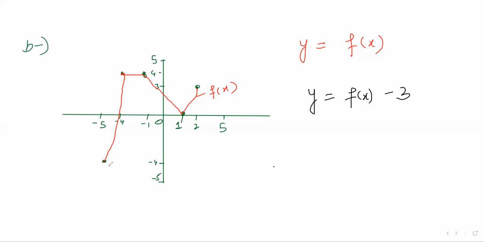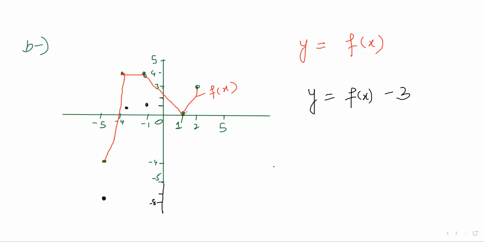Moving downwards, it was -4, -5, it would be -6, -7. So 3 units downwards, this point will be at -8. We can write over here -8. This was at +4, so it's going to come 3 units downward: 3, 2, 1. Come here. This will also come here.